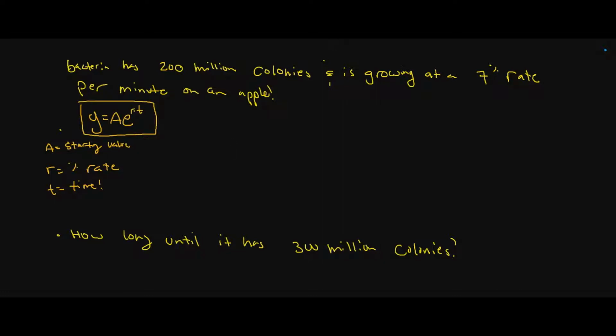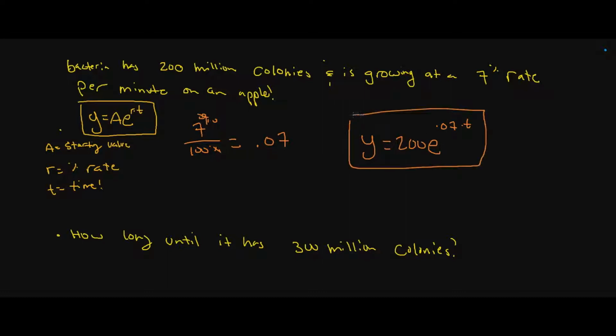All right, here it is. So let us get started. Well, we just kind of plug and chug. First of all, let's get our rate. Our rate is 7%. We need to convert that to a decimal, so we just divide by 100%. The percentages kind of cancel out, and we're left with 0.07. Now that we have that, we just write our equation. y is equal to, my starting value is 200 million, e to the 0.07 times t. And that's literally it, my equation. I don't have to do anything fancy. I just have to divide the rate and plug it in.